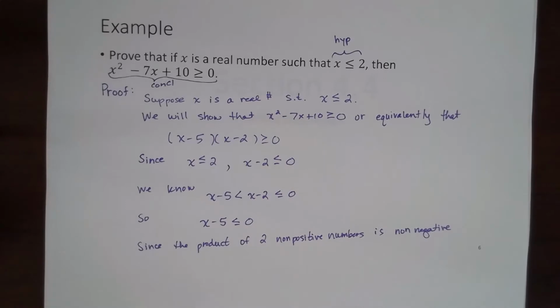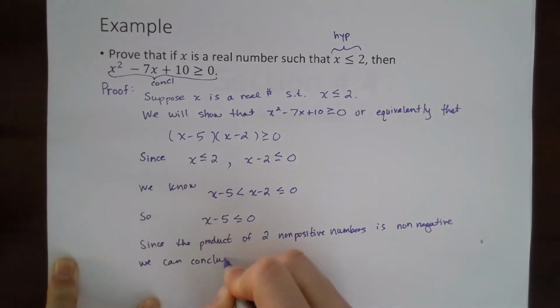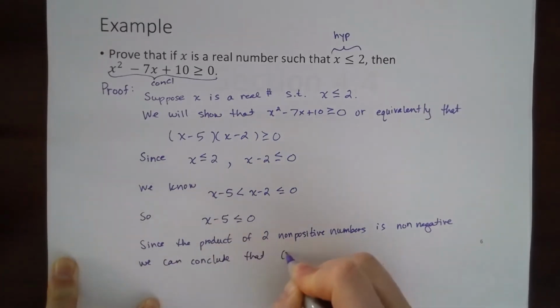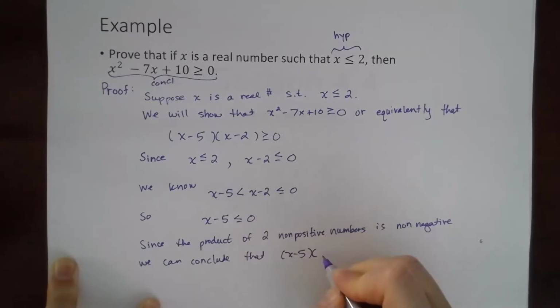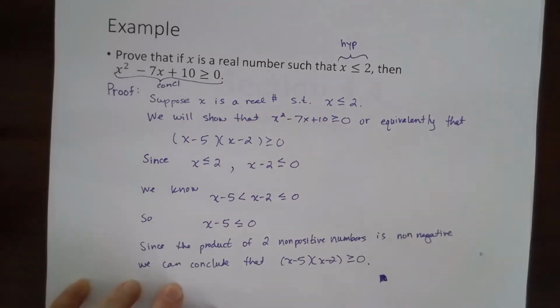We can't say positive. Okay, so since the product of two non-positive numbers is non-negative, we can conclude that x minus 5 times x minus 2 is non-negative, right? And non-negative means that it's greater than or equal to 0. And that's exactly what we were hoping to find. So we are done.